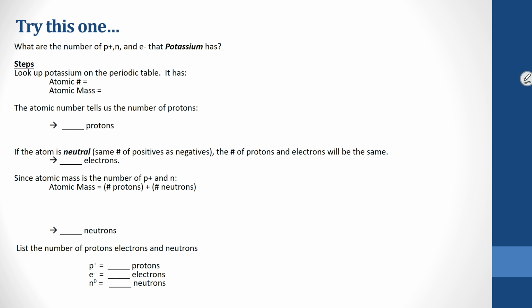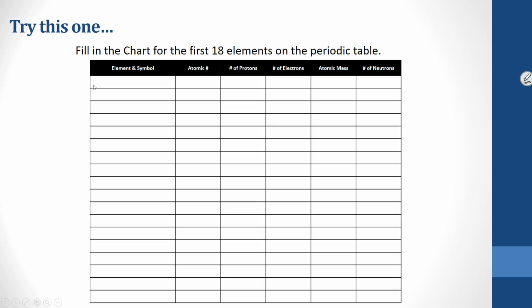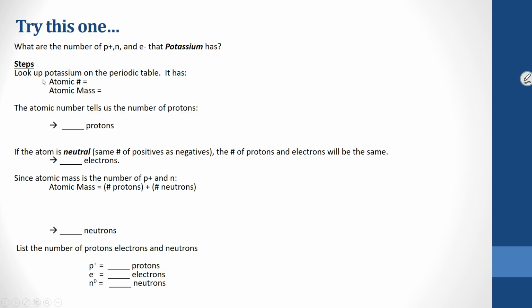Okay, so looking for potassium on our periodic table. Potassium is atomic number 19. Its atomic mass, if you look it up, is the bottom number. It's 39.1, so we're going to round that to 39. The atomic number tells you the number of protons. Potassium must have 19 protons, which means it must be neutral if it has 19 electrons. Remember, protons are positive, electrons are negative, so 19 positives and 19 negatives add up to 0.